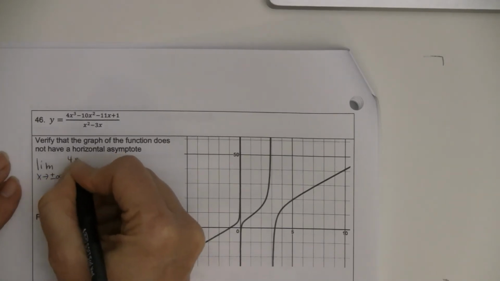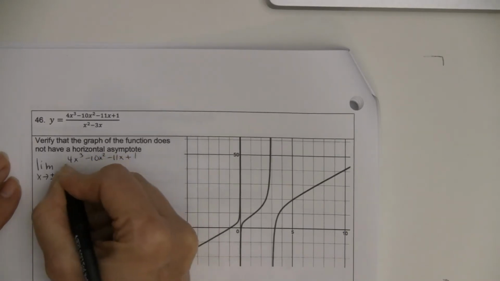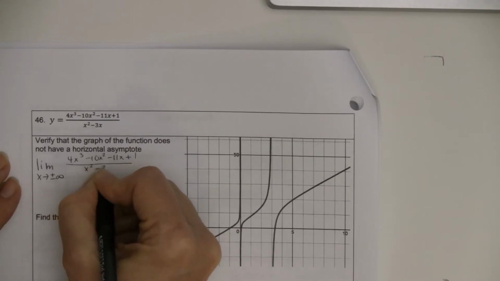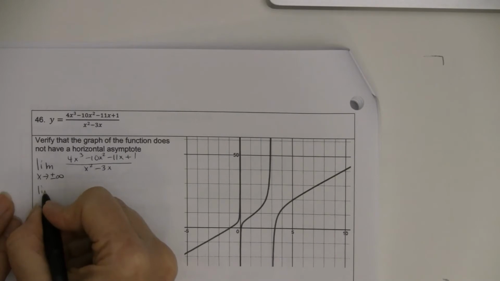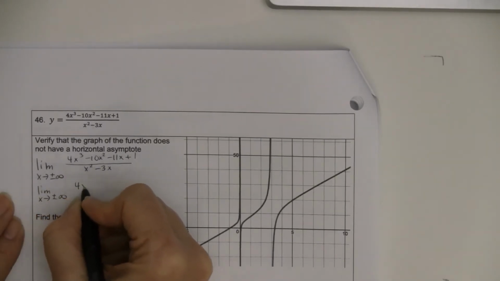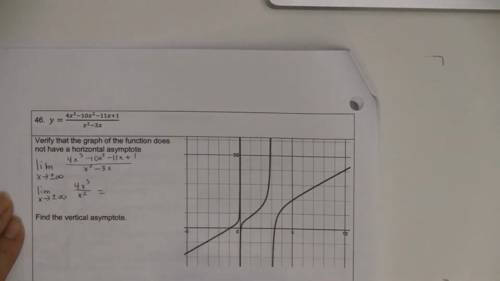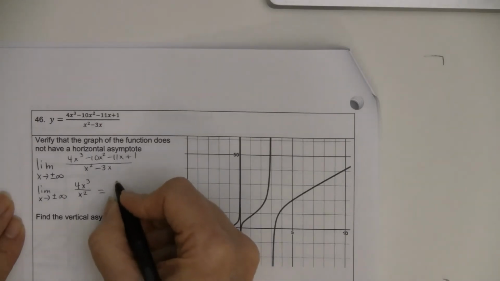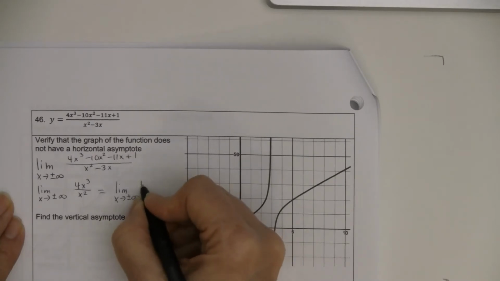We have this function, 4x to the third minus 10x to the second minus 11x plus 1 over x squared minus 3x. If I'm trying to find that limit, I'm going to be doing dominant term analysis on that, and that's the biggest in the numerator, and so that's the limit. I see I need more room here. 4x to the third over x to the second. And when I reduce that, x to the third divided by x to the second, this is going to be the limit as x goes to plus or minus infinity of 4x.